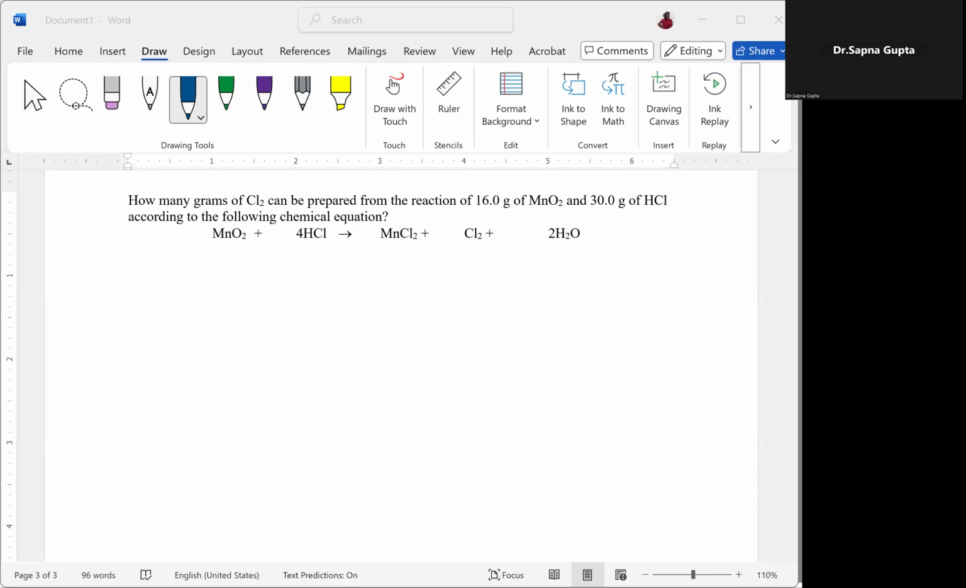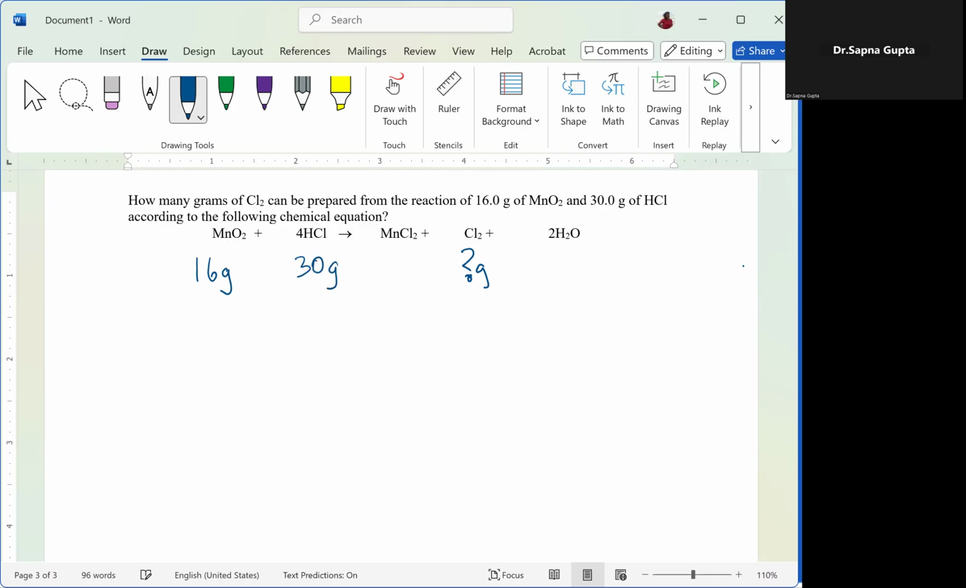All right, let's look at this problem and we'll try to do it in under 5 minutes if we can. So you still need to calculate molar masses, right? Which takes a little bit of time. But anyway, how many grams of chlorine can be prepared from the reaction of 16 grams of MnO2 and 30 grams of HCl.